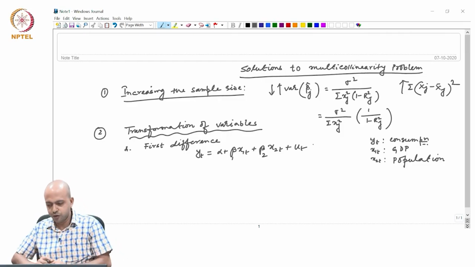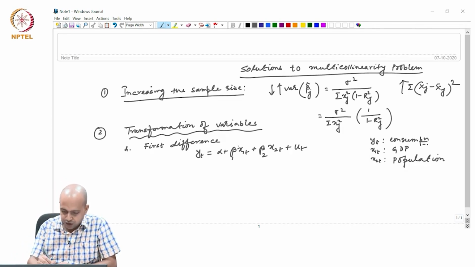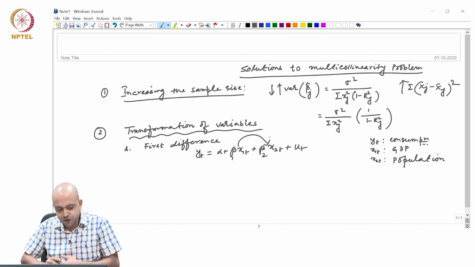Okay, I have income, which is given by GDP, and also population. These are the two factors that determine the consumption expenditure of the country, and we assume that GDP and population are highly correlated. They have high pairwise correlation. Now, how will you apply the first difference?